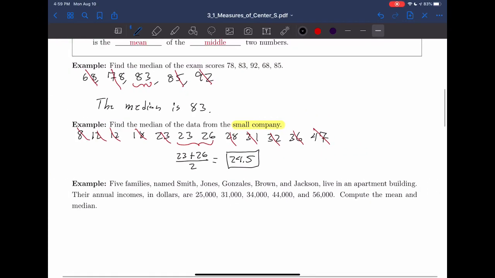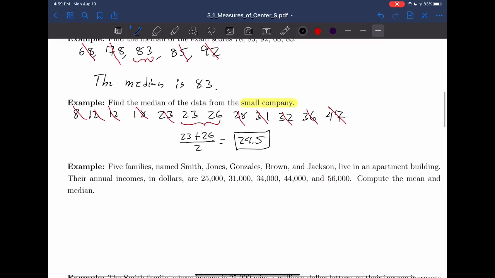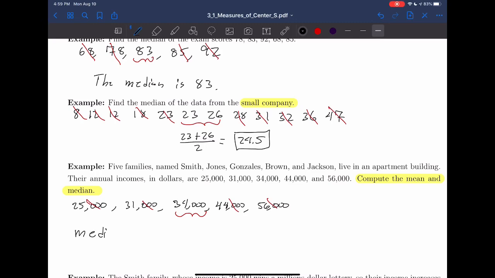Okay, so in this example, we have 5 families and we got their annual income. And the goal of this is to compute the mean and the median. So let's start with the median because that will be quick. What you have to do is put the values in order from least to greatest, and then find the middle number. In this case, it's 34,000. So your median is 34,000.